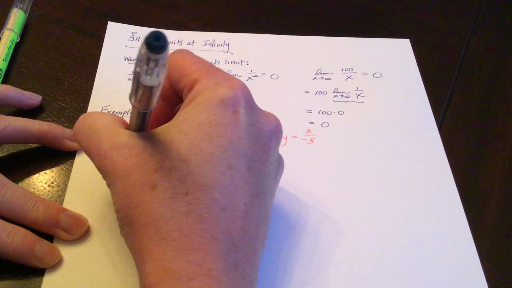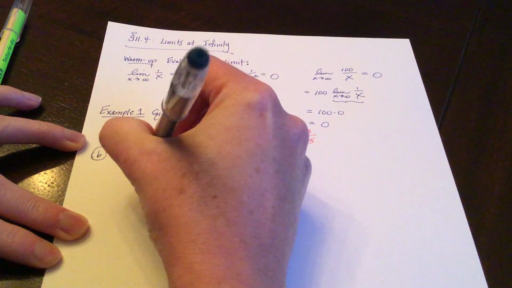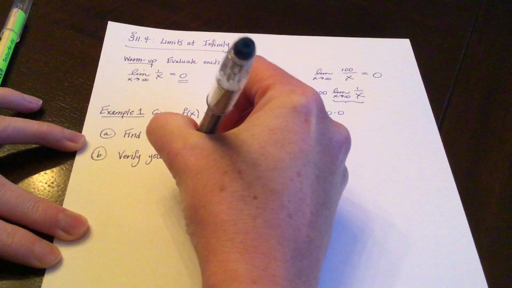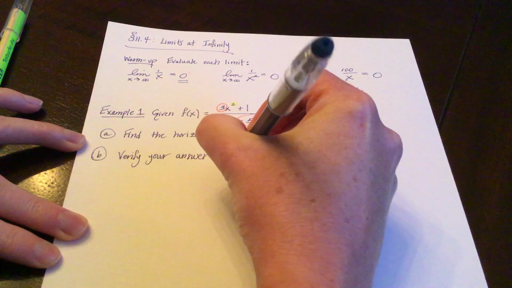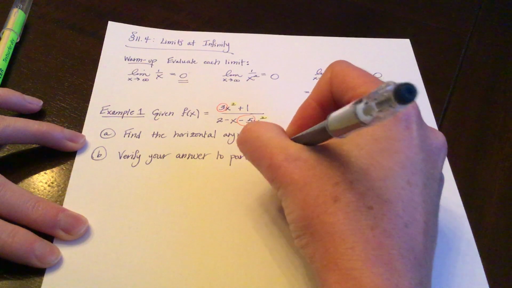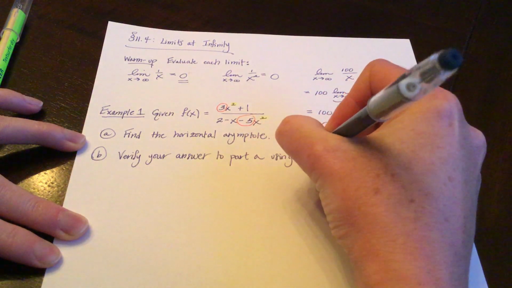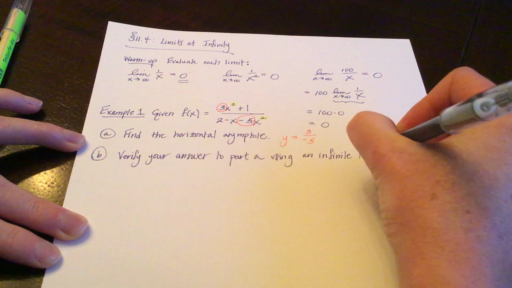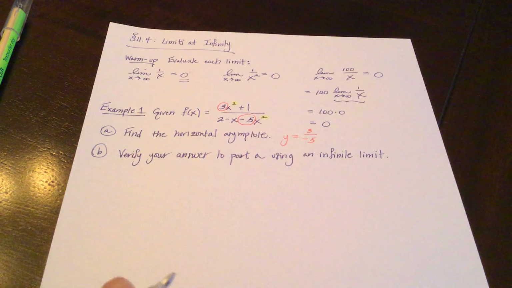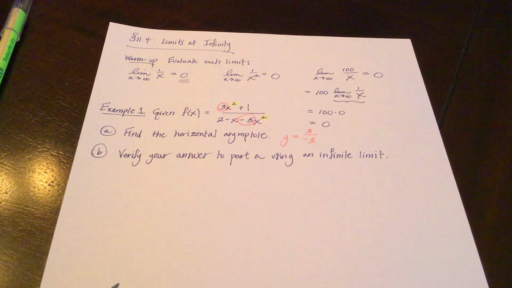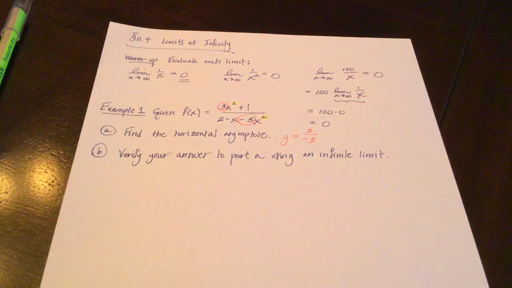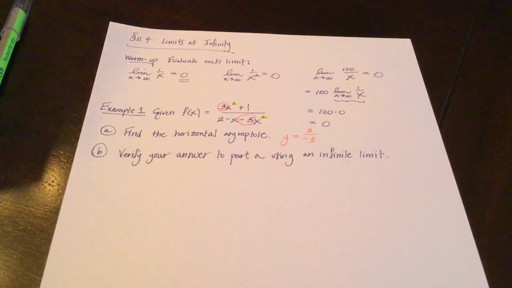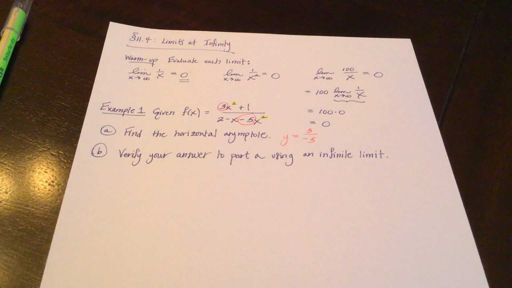So for part B, let's have you verify your answer to part A using an infinite limit. Okay, so let's talk really quick about this on a conceptual level, because if you just think of this as a kind of first you do this, then you do that type thing, you're likely to get to the test and have all your techniques kind of messed up a little bit.